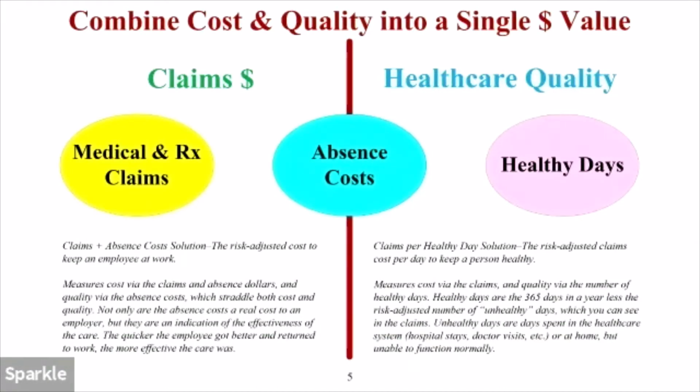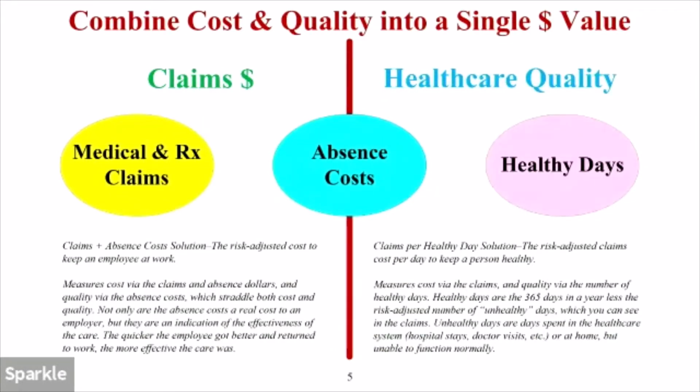A lot of times you're not going to have the absence cost to match up against the claims dollars. You'll just have the claims. In that case, we use the claims as the numerator, and then we have a fraction. The numerator is the claims for a diagnosis over the course of the year, say diabetes or whatever it is. And the denominator is the number of healthy days during that year. And healthy days are just the 365 days in a year minus the unhealthy days.